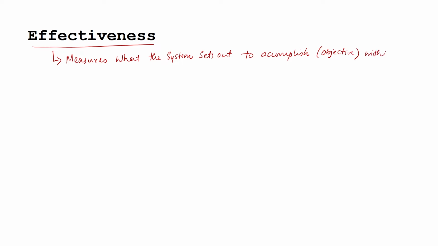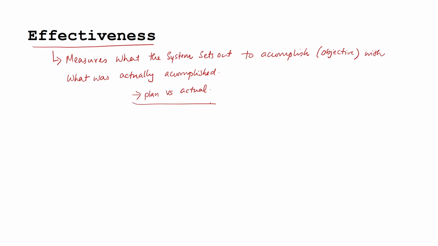So, what is effectiveness? It is also another measure. It measures what the system sets out to accomplish, or this is the objective, with what was actually accomplished. Another way to think about it is the plan versus actual. That is the effectiveness.